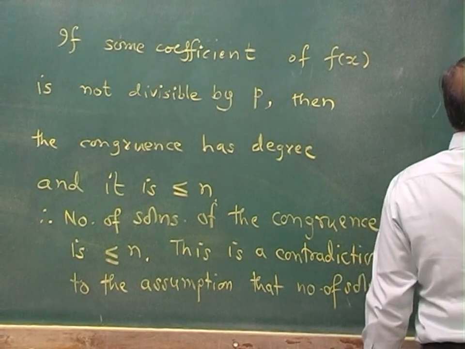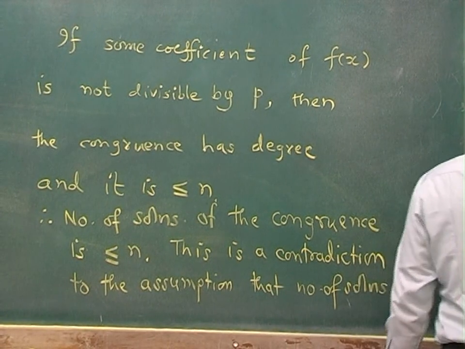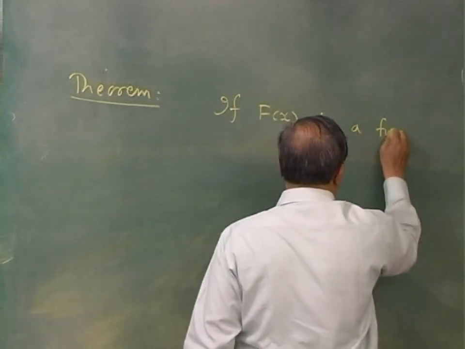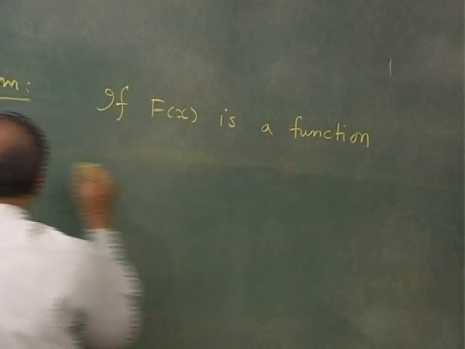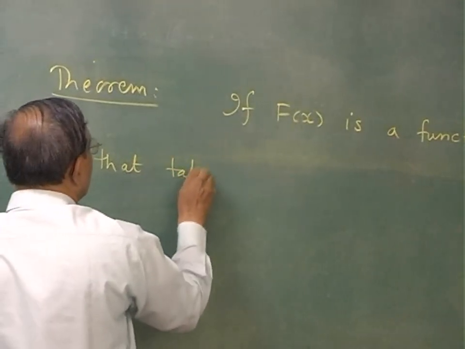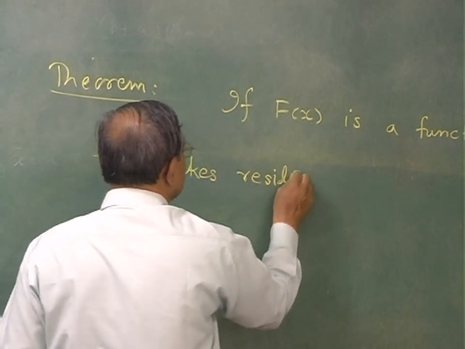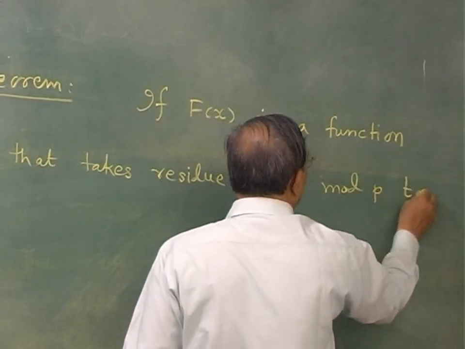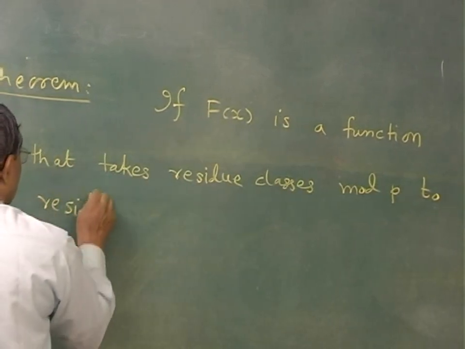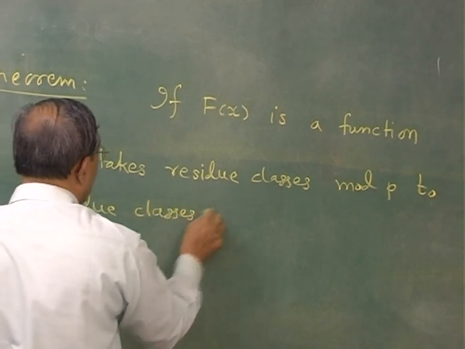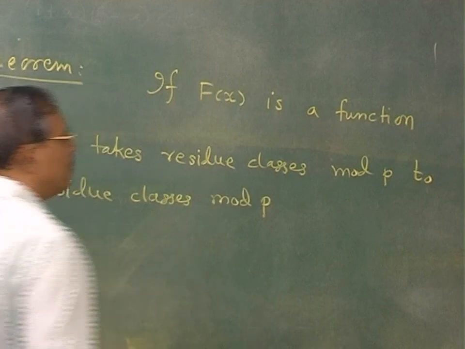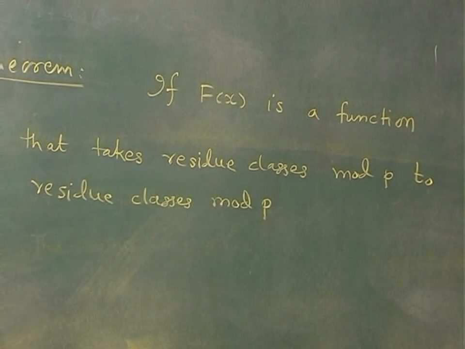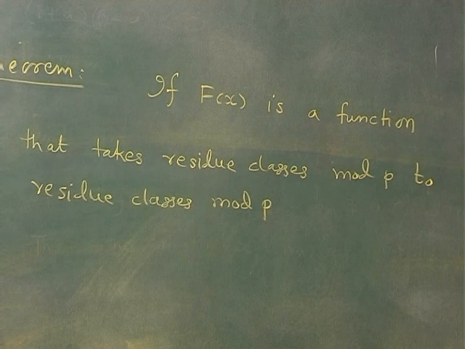Theorem. If f(x) is a function that takes residue classes mod p to residue classes mod p, that is, in other words, we can say that it's a function from a complete residue system mod p to a complete residue system mod p.